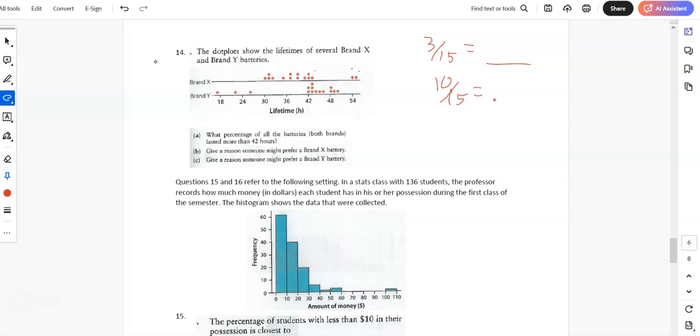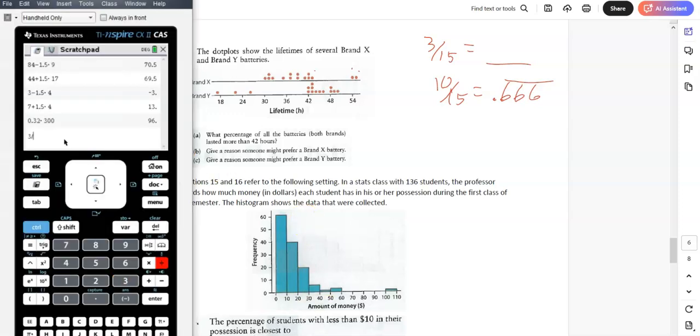And that's 2/3, so 0.666 repeating. So give a reason why someone, so what is 3 out of 15? 0.2.